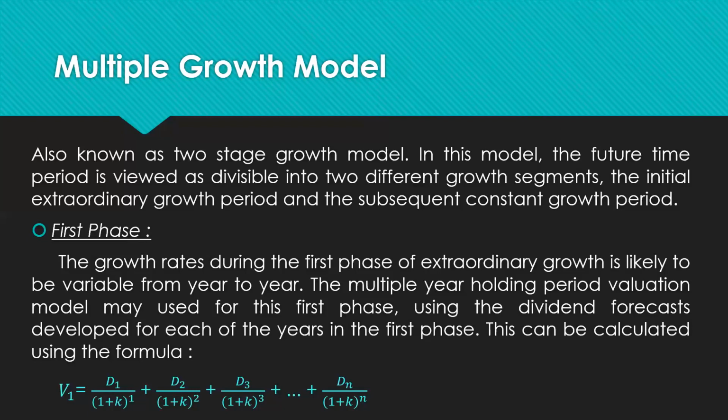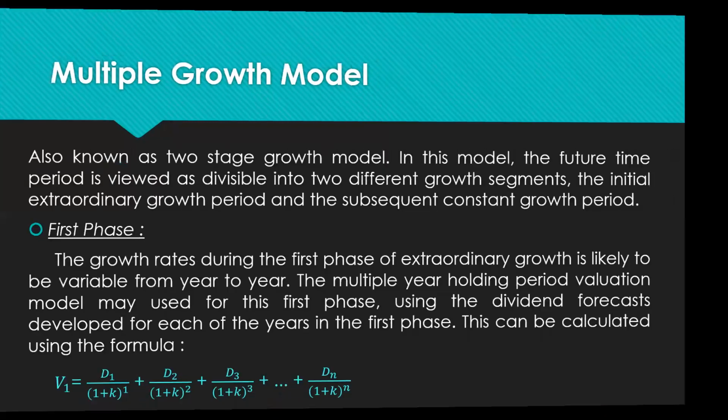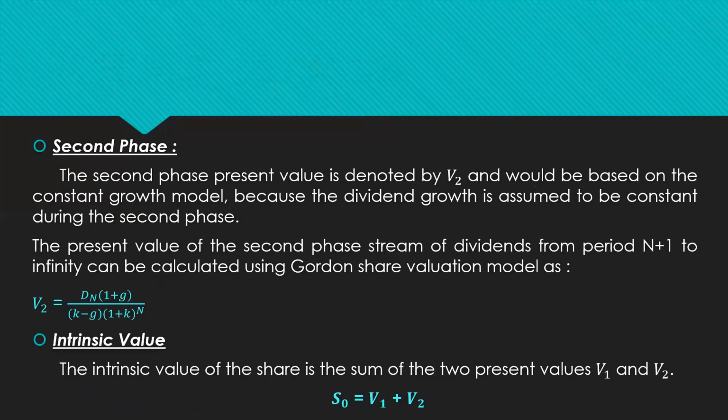In the first phase, the multiple year holding period valuation technique is used. The formula for calculating V1 is D1 by (1 plus K) raised to 1, plus D2 by (1 plus K) raised to 2, plus D3 by (1 plus K) raised to 3, and so on till the actual time period when it's time to enter the second phase.